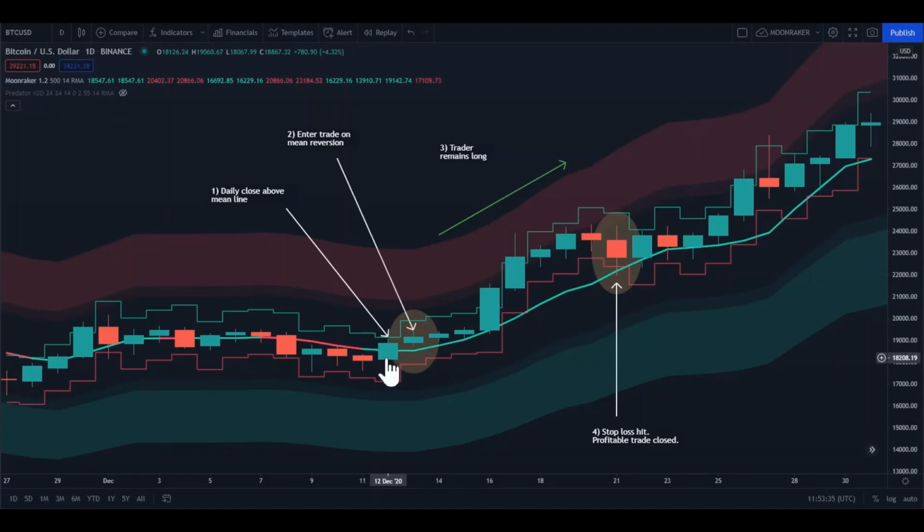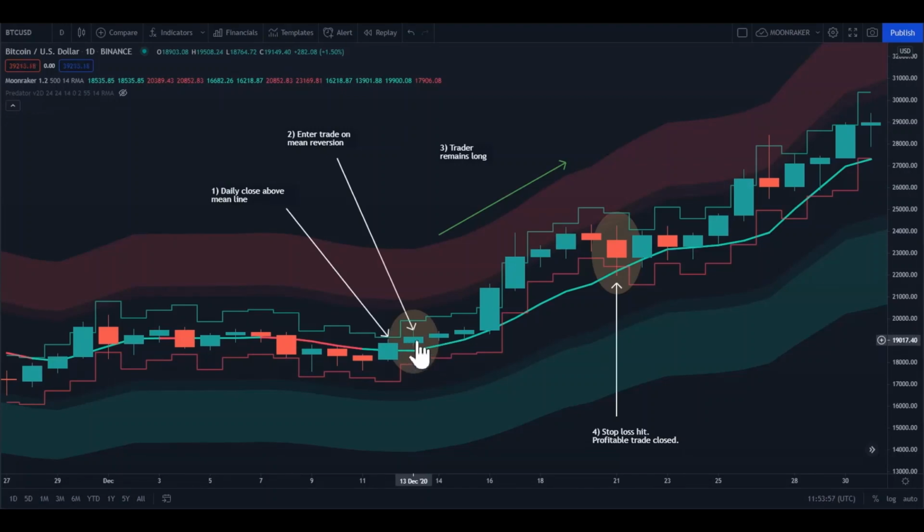In this example, we're starting on the 12th of December where Bitcoin price closed above the mean reversion line. That is the first condition we need to look for. Once the asset closes the day above the mean line, the trader will wait until the following day and look to place bids close to the mean reversion line.